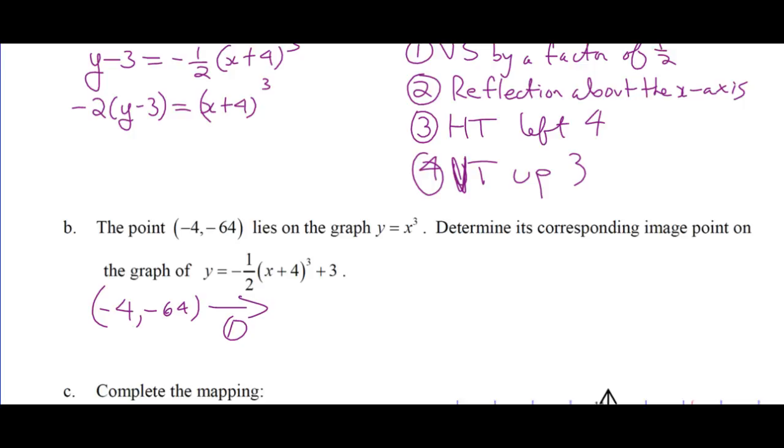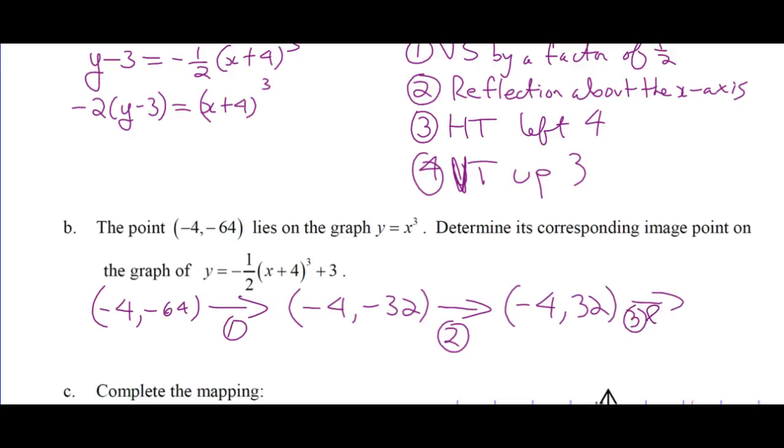I'm going to undergo transformation number 1. This just refers back to what's above, right? So under the first one, vertical stretch by a factor of 1/2, where are we now? So (-4, 32). Undergoing transformation number 2, this becomes the point (-4, -32). And undergoing 3 and 4, because we can do them both at the same time. If I go left 4, where am I? -8. And I go up 3, -35. So the point (-4, 64) will map to the point (-8, 35) after undergoing these transformations.